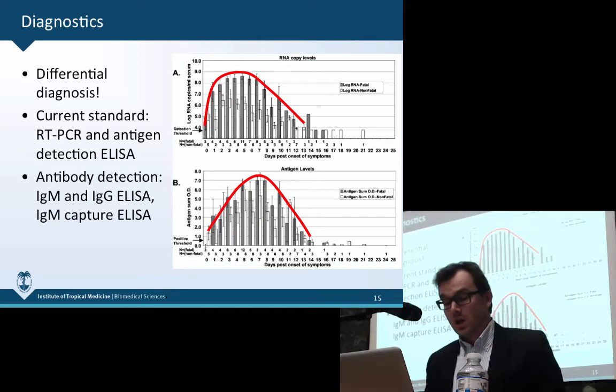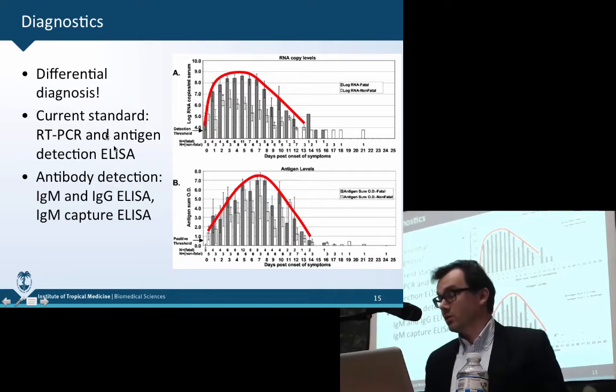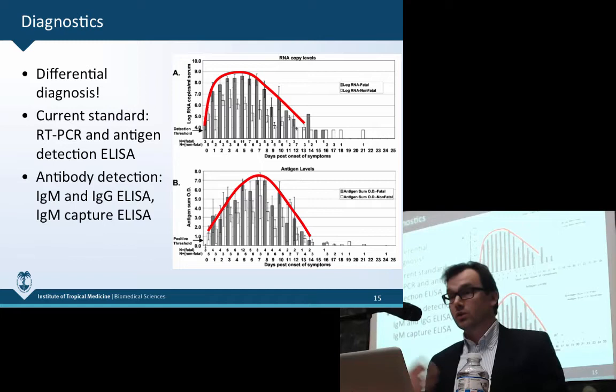So for diagnostics, the differential diagnosis is very important, especially in West Africa, where malaria and Lassa are also endemic. The current standard for diagnosis is reverse transcriptase PCR, so detection of the viral RNA. There are also antigen detection ELISAs available. Antibody detection, so serology, can also be done, but it's regarded as less relevant for lab diagnosis. Many of these patients actually don't develop good antibody responses.